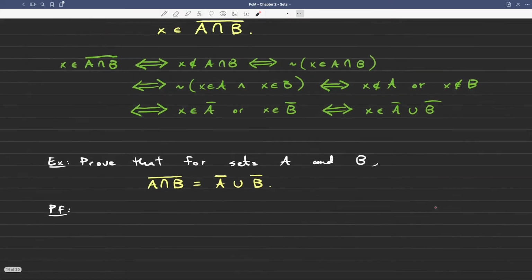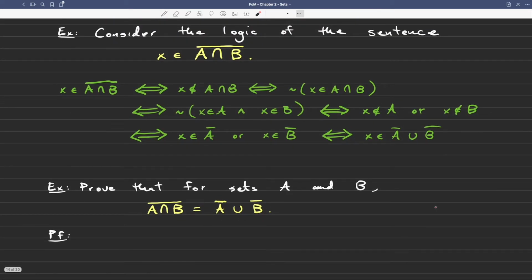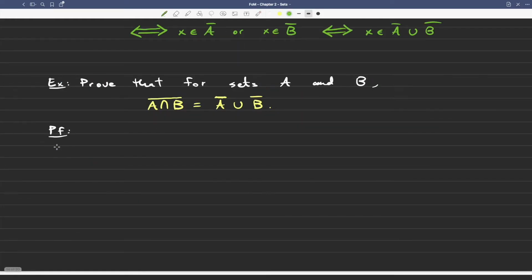Now I'm going to take advantage of that logic that we did there. That logic is almost a proof. I'll show you how to use that logic exactly to make a really short proof. But for now, to prove that (A intersect B) complement is equal to A complement union B complement, I want to do a double containment argument again. So let's do that. I'm just going to jump straight to the two containments.